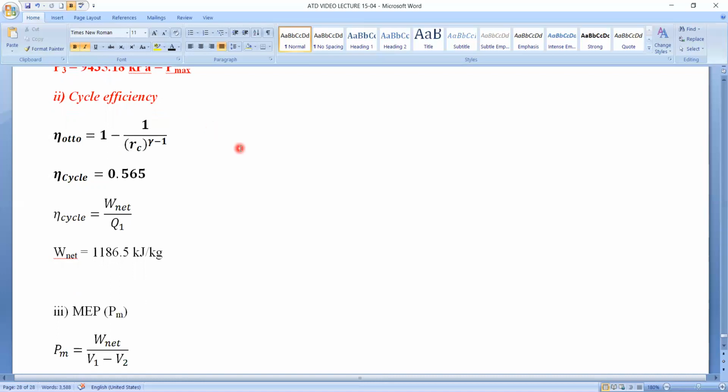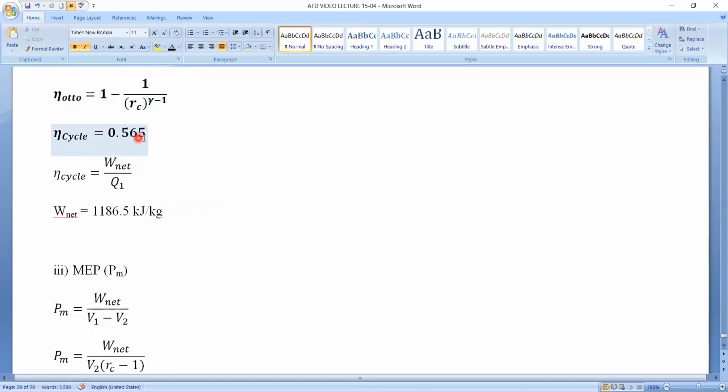In the second bit, he asked us to calculate the cycle efficiency of the Otto cycle, or thermal efficiency of the Otto cycle. See students, we have derived the equation for the air standard efficiency of the Otto cycle, which is given by 1 minus 1 by Rc raised to gamma minus 1, where Rc is the compression ratio and gamma is the ratio of specific heats. You know both, that is Rc is 8 and gamma is 1.4. Just substitute and get the value of cycle efficiency, that is 0.565, or if you multiply this with 100, you will get 56.5% in terms of percentage.